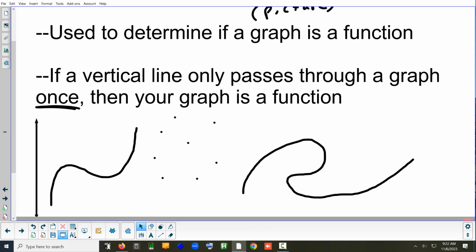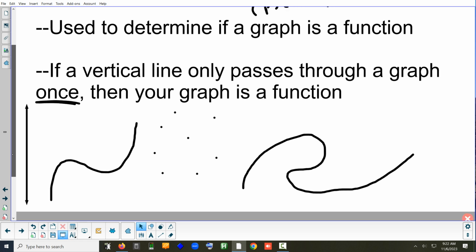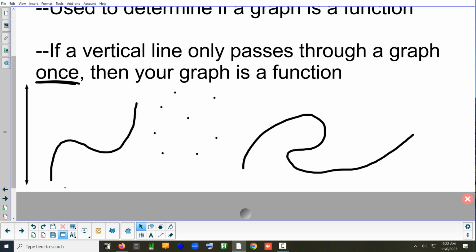Okay, let's do the first one. Does it look like it's ever hitting this graph more than once as I drag it? No. No matter where I put it, it's only going to hit one time everywhere we put it. So would this graph be a function or not a function? Function. This one's a function.